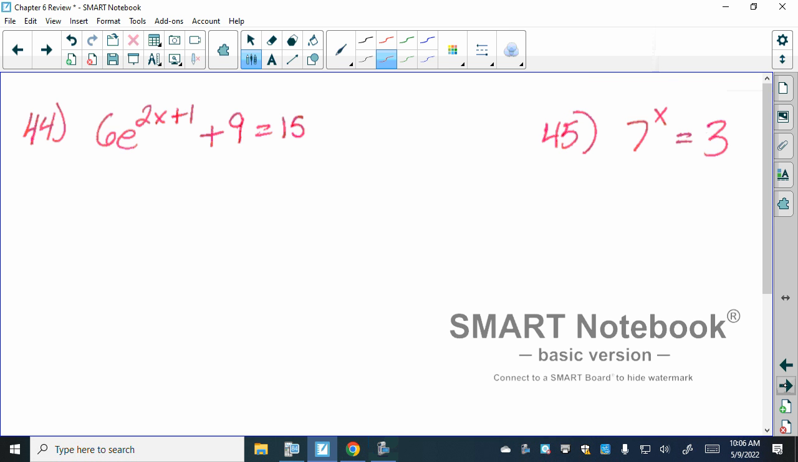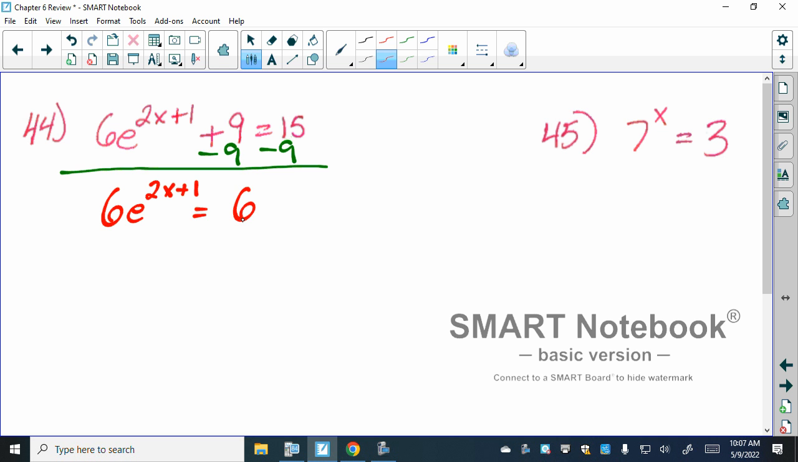So, do we need to look at 44? Because 44 is the exact same thing we did on the last one. Here we would minus 9, divide by 6, and solve from there. We can go on and look at it if you all want. So, as we just said, the first thing we can do is subtract 9, which will tell us that 6 times e to the 2x plus 1 is equal to 6.